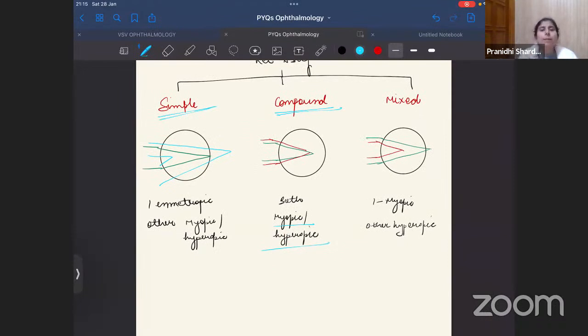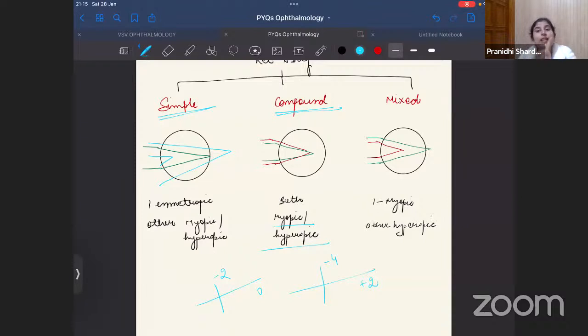You can be asked about the example: which of the following is an example of compound astigmatism? This is an example of simple astigmatism. This is an example of mixed astigmatism. Or you can be asked about compound myopic astigmatism with the rule. So you all should know what is with the rule and against the rule. With the rule is when the anteroposterior axis is steeper and the nasotemporal is flat. This is with the rule.